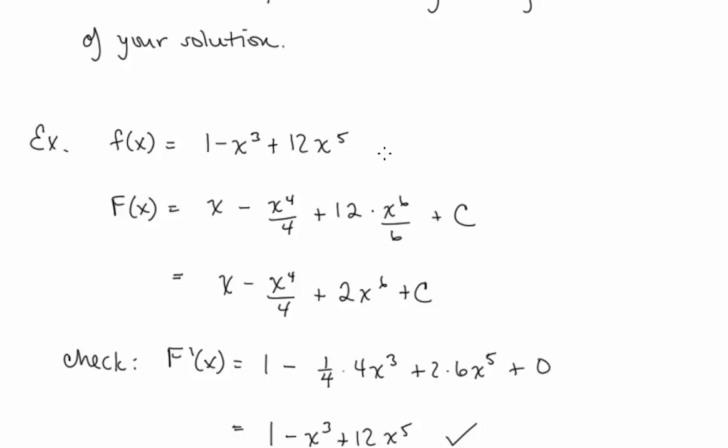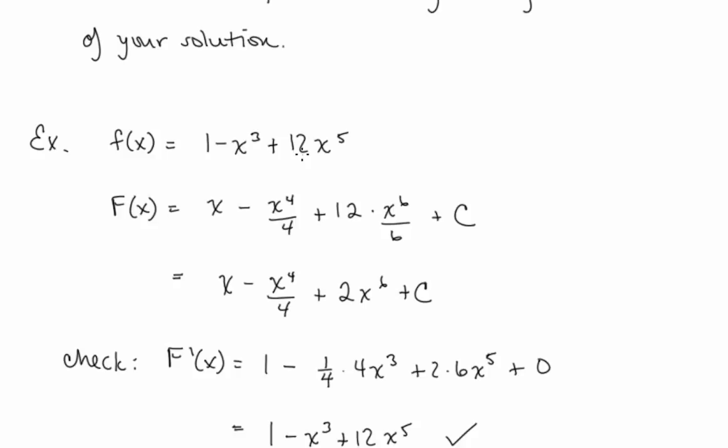F of x is equal to 1 minus x to the third plus 12x to the fifth. So let's find the antiderivative. The antiderivative of 1 is equal to x, because the derivative of x is equal to 1. The antiderivative of x to the third is x to the fourth over 4, because if we take our derivative here, the 4 will come down and cancel with this, and we'll have x to the third.